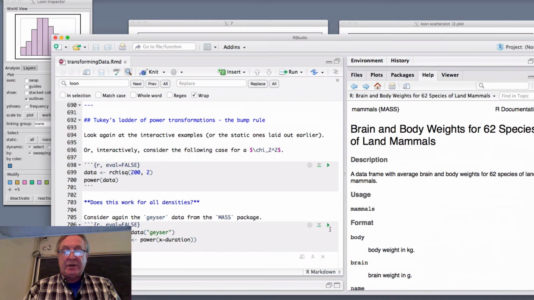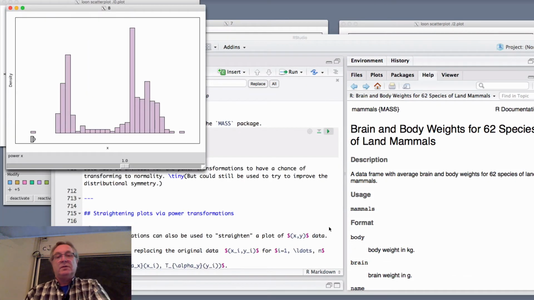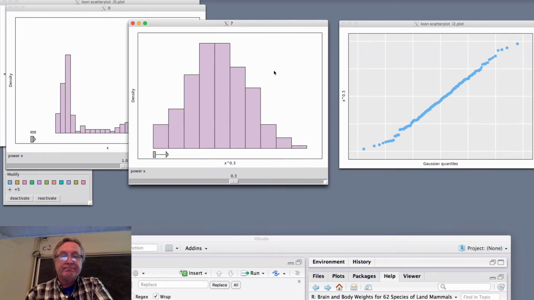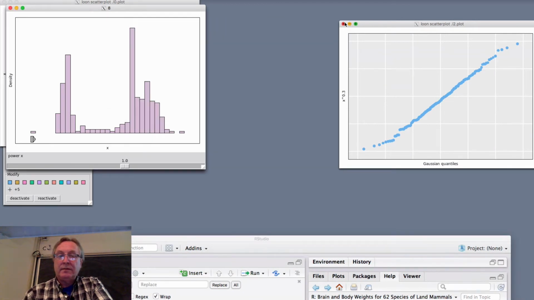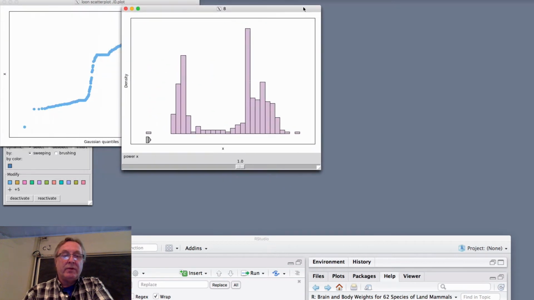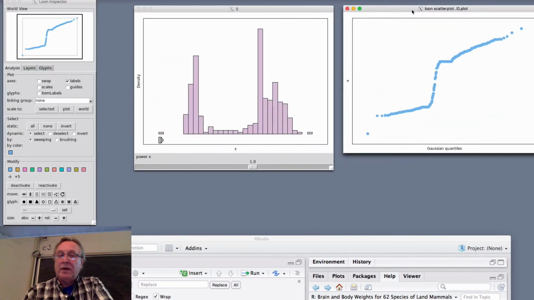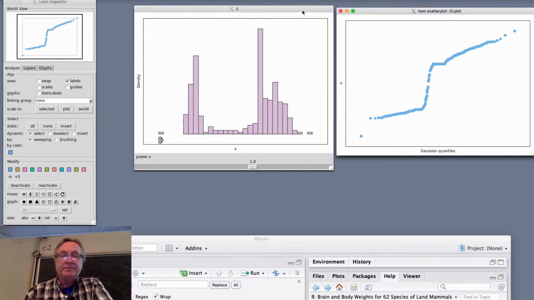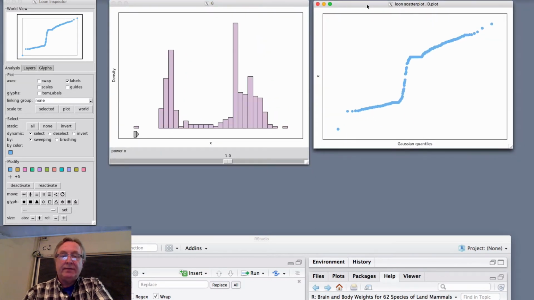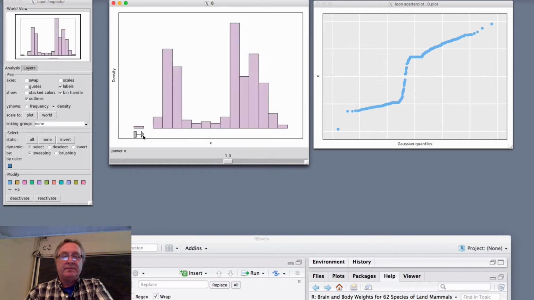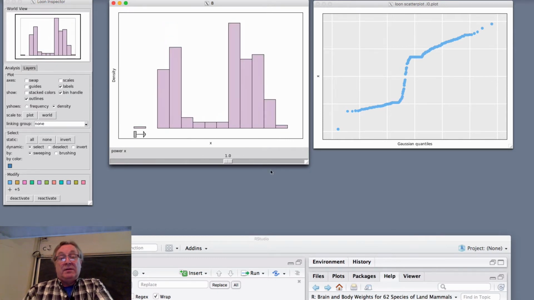Another example. Well, here's the duration of the Old Faithful geyser, and you recall that one of the dominant features here was that bimodality, and you can see that in the quantile plot or in the histogram itself. And again, let's just make these a little bit wider. So our rule is not very helpful now because I got two modes here. So I can't say whether I should go up or down.